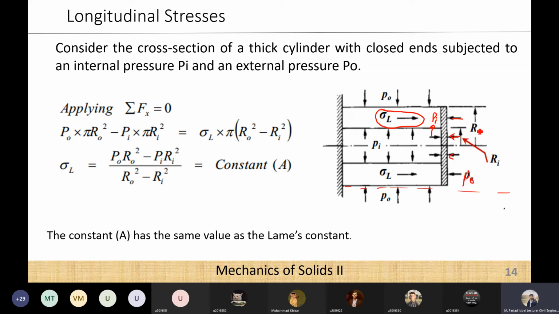Now, if we want to convert these pressures into forces, can anyone tell me how I can do that?